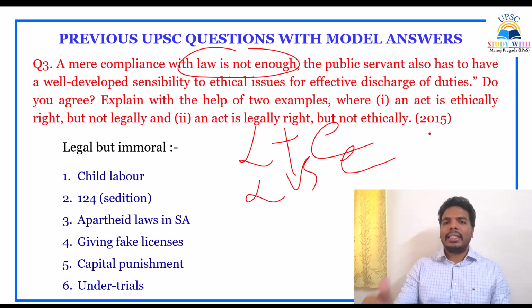It might be 1600, 1700, or 1000 AD, or 2024 AD. Whatever the time, child labor is an immoral thing. Earlier it was legal, but now it has been made illegal in almost all the countries. Similarly, sedition laws. You all know Section 124 of the CRPC. Those are written with a British attitude.